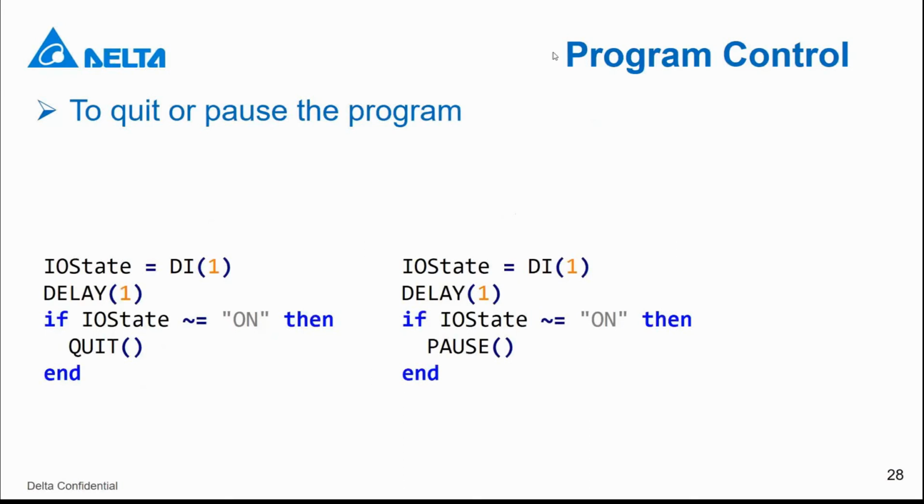And last is to quit or pause the program. So you can use the quit function to quit the program, and the whole project will just stop. Or you can use just a pause function to pause the project, then the project will be paused, and you can use the run button or from Modbus to run the project again from the pause position.